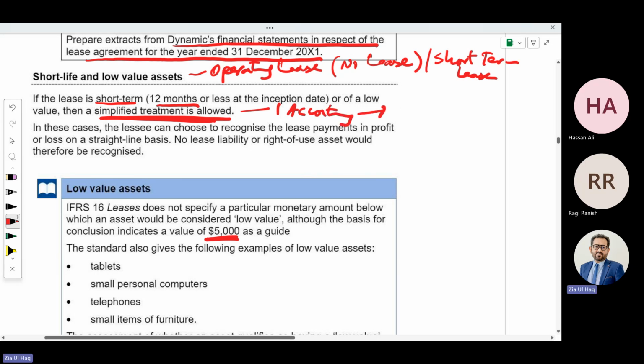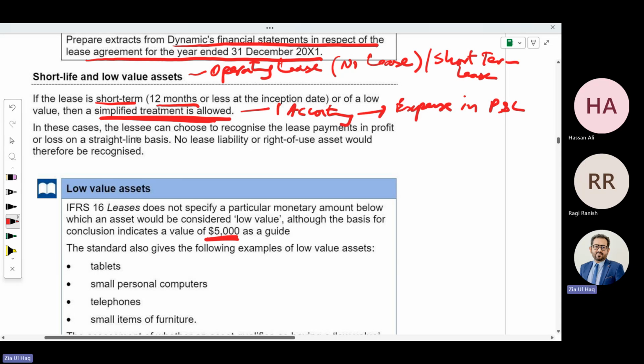What is one-line accounting? Show expense in profit and loss. No asset, no liability, no depreciation. No need to calculate present value. Simplified treatment for leases less than 12 months and low value asset. Low value asset means asset value is below $5,000.